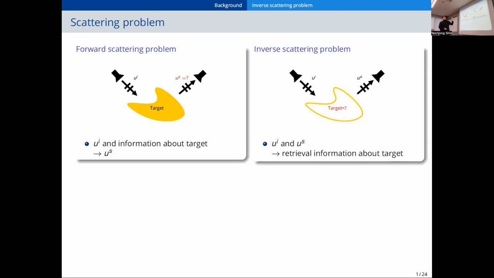There are two types of scattering problem. The first one is the forward scattering problem. The next one is the inverse scattering problem. The purpose of the forward scattering problem is to study the blow-up property, existence, or some asymptotic formula of the scattered field from the information about the incident field and information about the target. On the other hand, the purpose of an inverse scattering problem is to recover the information about the target from the incident field and scattered field.